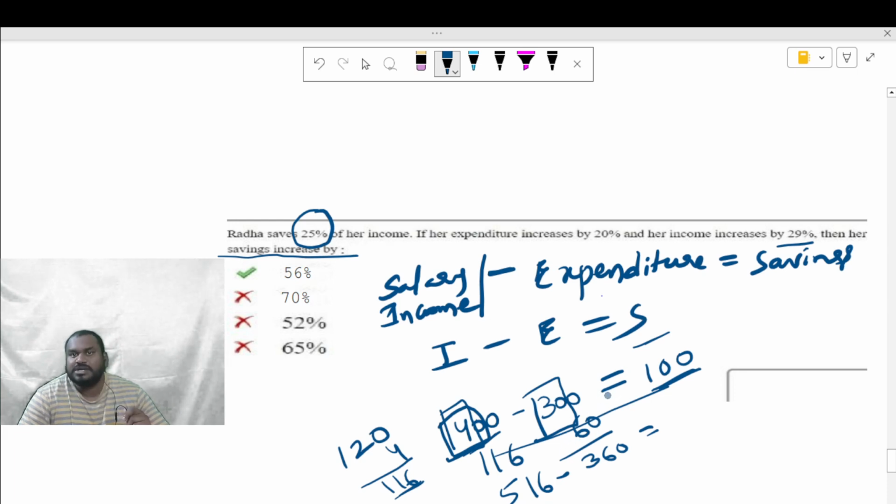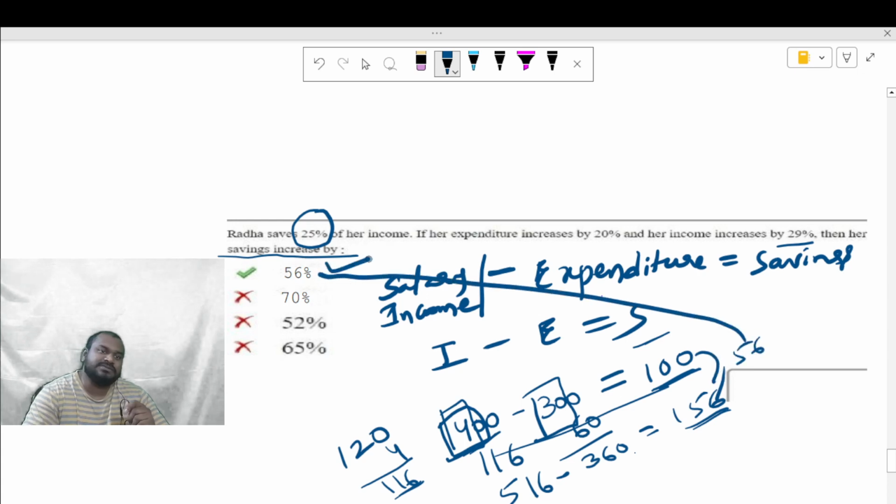We want only 29%. So 516 minus 360, what value will you get here? If you add 40 to 360, it is 400. 40 here, 116 there, 156. What is the difference? 56. That 56 is nothing but this one. Directly you can get the answer. This is one kind of strategy.